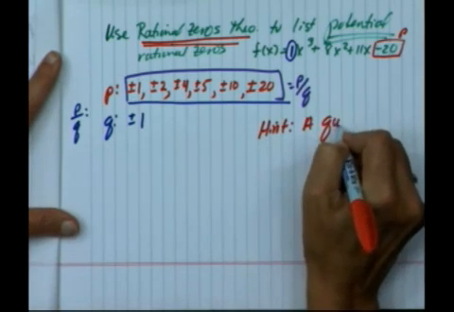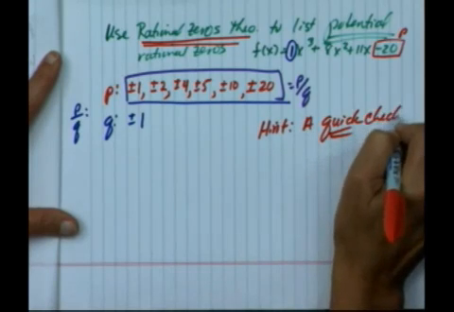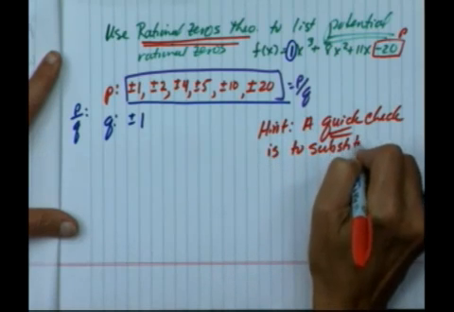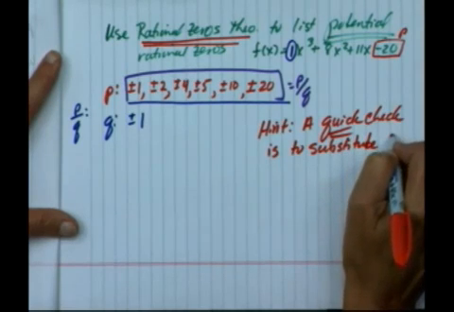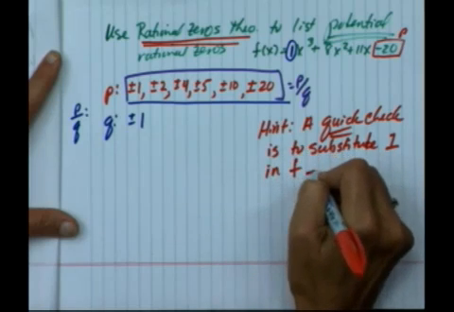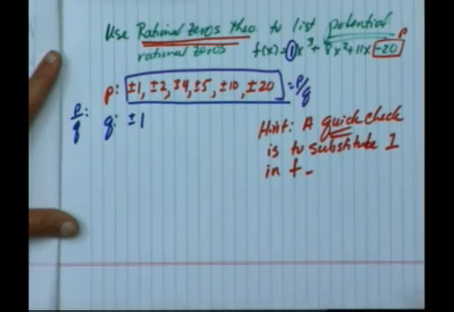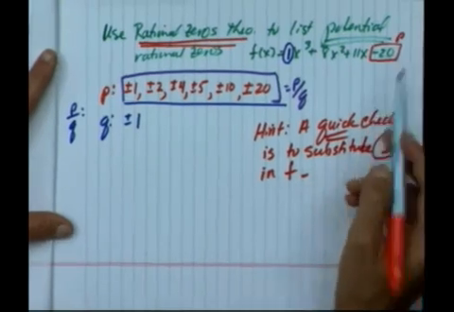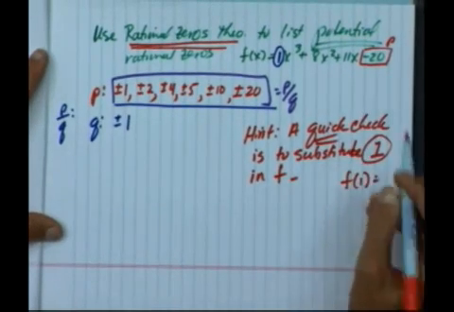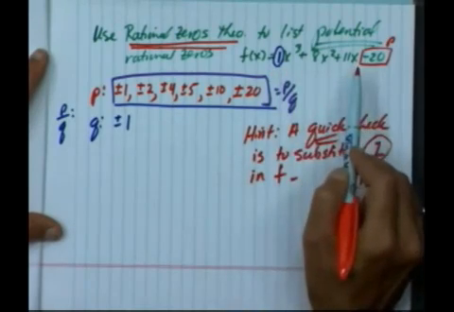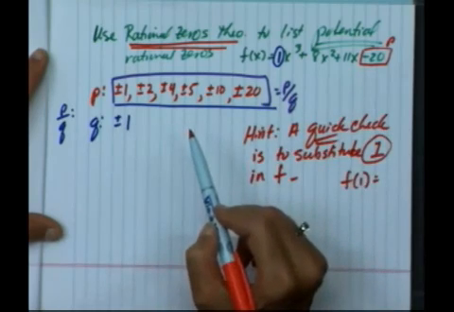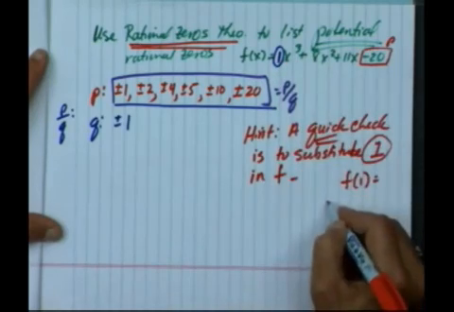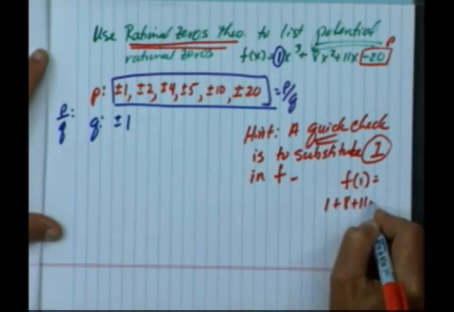A quick check is to substitute 1 in F. It's always easy to just put in the number 1 and very quickly see that it just means you're looking at F at 1. If that comes out to be equal to 0, then you've already narrowed your search in a hurry, right? All I'm doing is just substituting in. So if I put a 1 in, I'm going to get 1 plus 8 plus 11 minus 20.